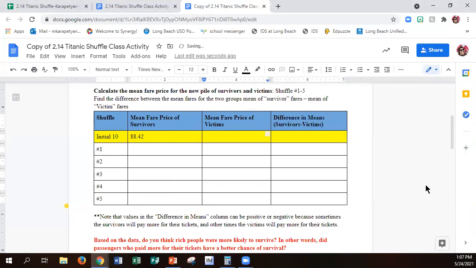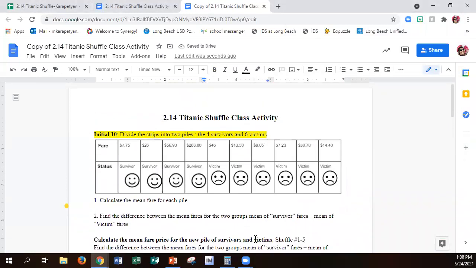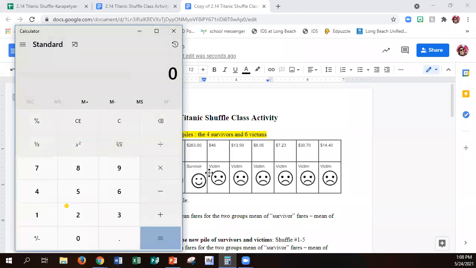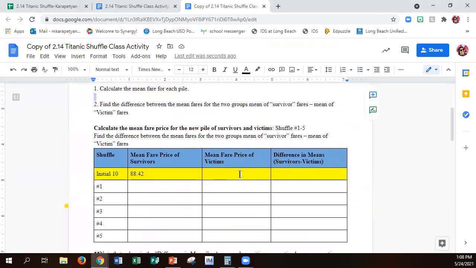Okay. Now we're going to calculate the mean fare price for our victims. So I'm going to move my calculator on this side now. Clear that. So now our victims, we have 46. See, that's still pretty high. 1350 plus 805. Ooh, no, not 85. 805 plus 723 plus 3070 and plus 1440. Okay, and then I'm going to divide that by 6 because I had 6 victims. 1998. So the mean fare price for the victims was 1998.